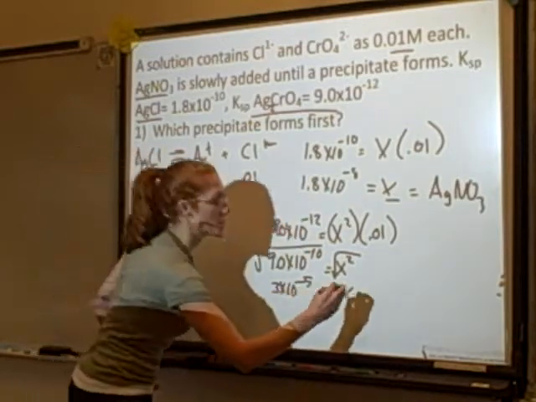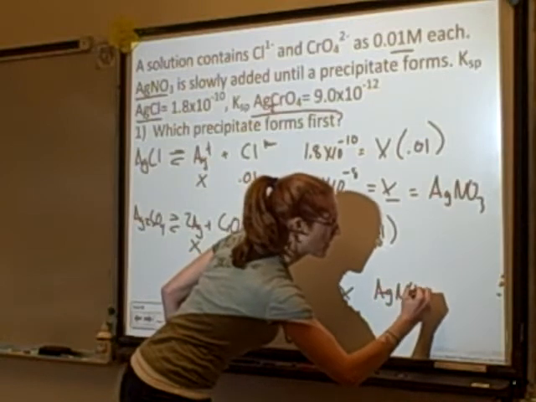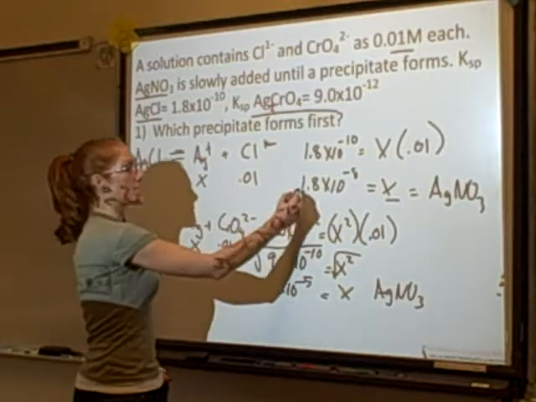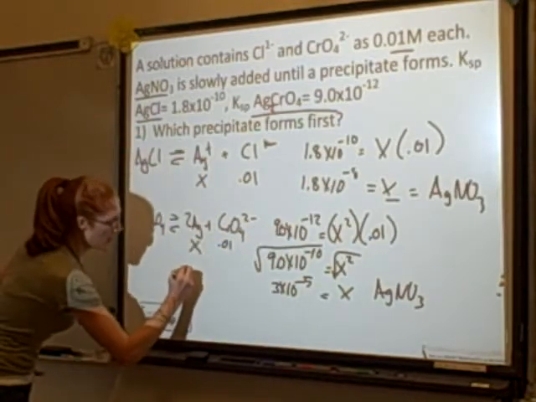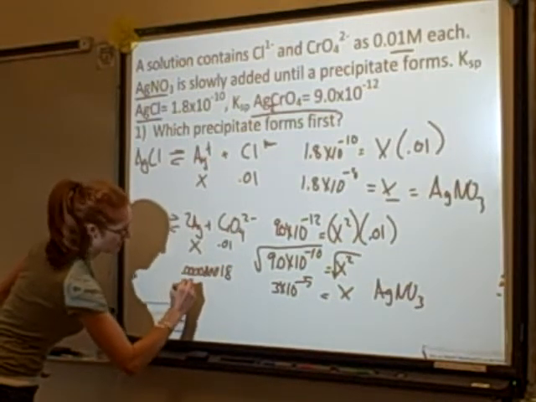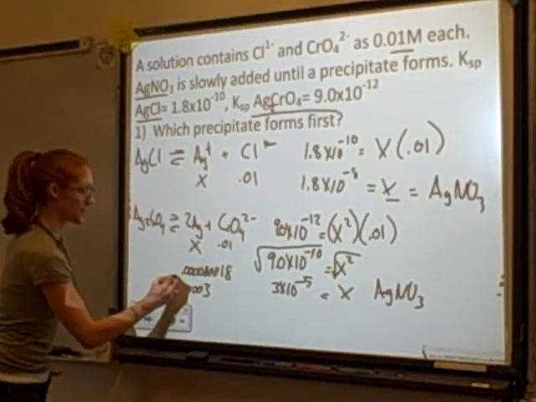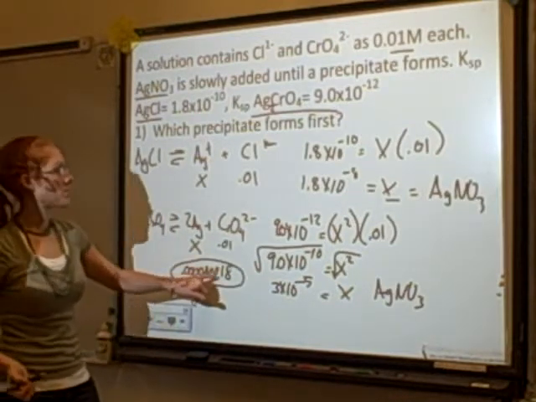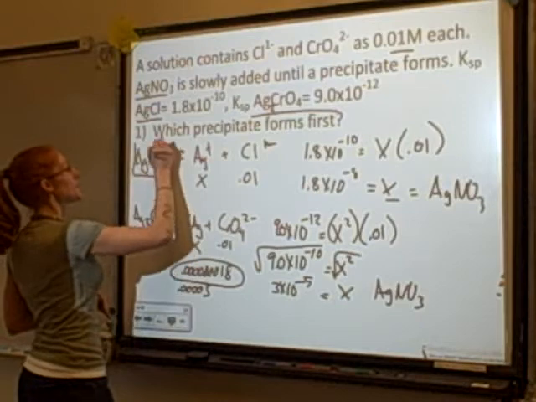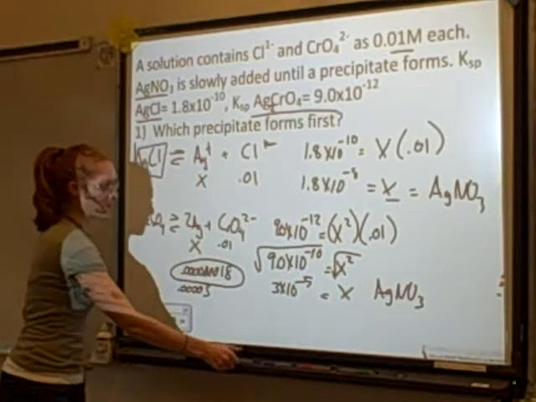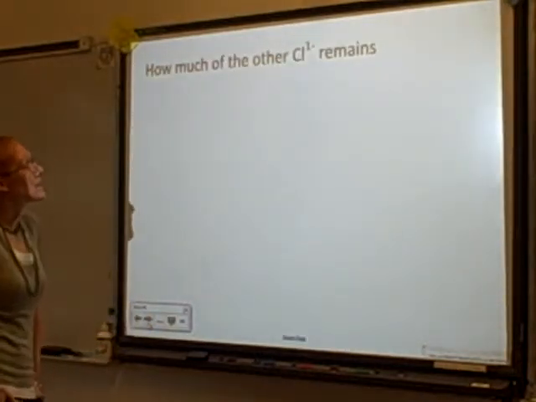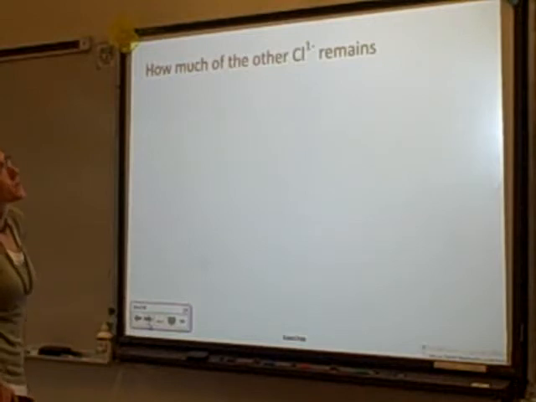All right, so that's how much silver nitrate I need to add to start precipitating the silver chromate. So between the two, this is a lot smaller, right? Yeah, this is small. Okay, so this one's going to start precipitating first. So as soon as I've added that much silver nitrate, I start precipitating silver chloride. Silver chloride precipitates first. Okay, then the question is, how much chloride is going to remain when I start precipitating the chromate? That's what the whole question was.